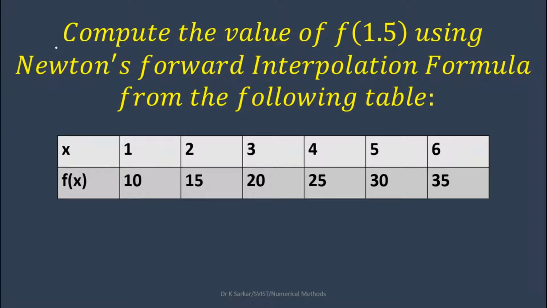Hello everyone. Compute the value of f(1.5) using Newton's forward interpolation formula from the following table. Values of x are 1, 2, 3, 4, 5, 6 and corresponding values of f(x) are 10, 15, 20, 25, 30 and 35. Let us find the forward difference table.